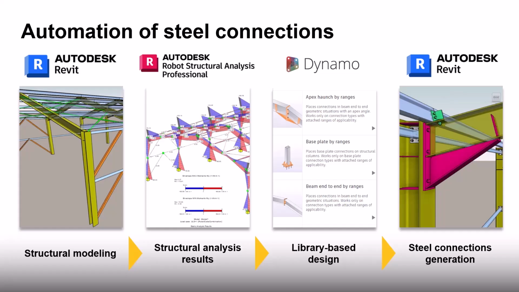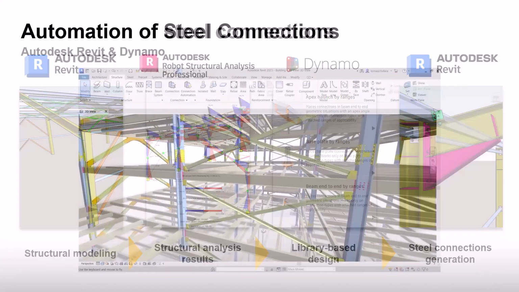First, in Revit, we model a structural frame and set up the basic elements. Then we use Robot Structural Analysis to calculate the forces and moments, and we bring those results back into Revit. We can also use Dynamo to automate the placement of connections based on rules and predefined ranges. And finally, Revit generates the steel connections directly in the model, ready for detailing and documentation. So this way, Autodesk covers the entire process from design to analysis to automated detailing.